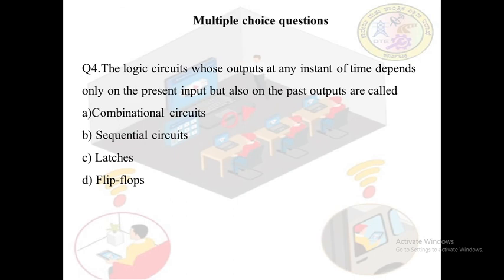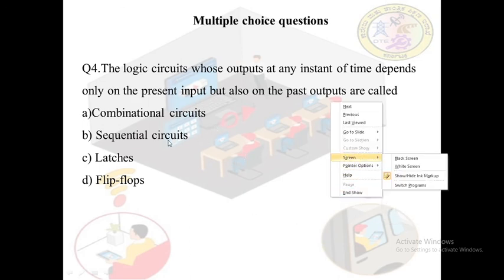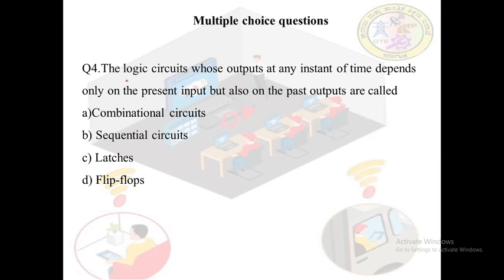Fourth question, the logic circuits whose outputs at any instant of time depend not only on present input but also on the past outputs are also called as, option A combinational circuits, option B sequential circuits, option C latches, option D flip-flops. So here the logic circuit which depends on present as well as past input is sequential circuits, because a combinational circuit doesn't depend on past input, it is only depending on the present input. Therefore the answer here is option B.